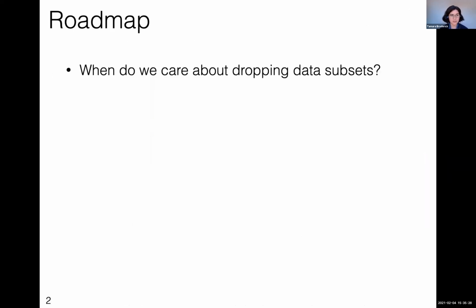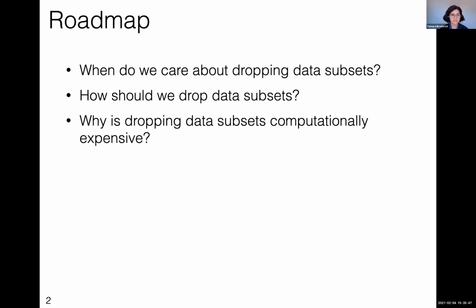So what in particular are we going to do? We're going to start by talking about this idea of dropping data subsets. I'm going to spend a little bit more time on talking about why this is a check that we would want to do on at least some data analyses. I'm going to talk about what exactly this looks like. What does it really mean to drop data subsets and to check how sensitive you are to that?